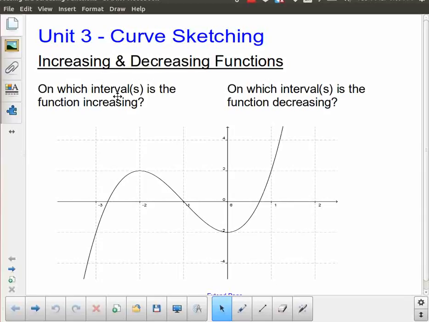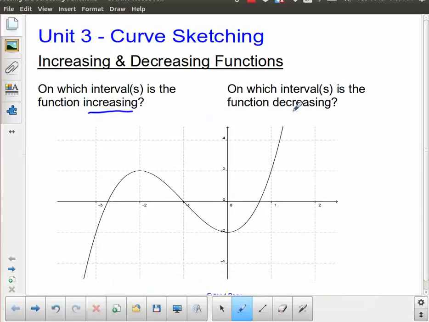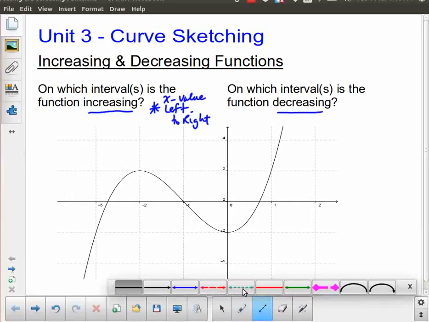So if we first just think about where it is increasing, whenever we talk about these labels of increasing or decreasing, the thing I want you to remember is that we're always talking about from left to right. So I'm going to say my x values go from left to right.